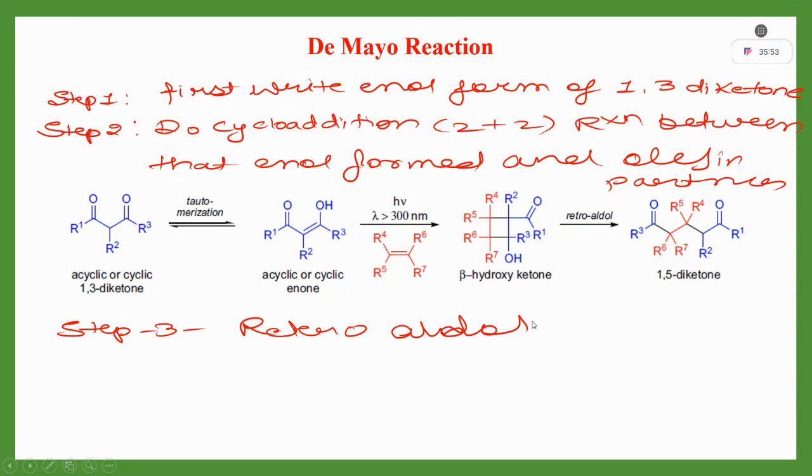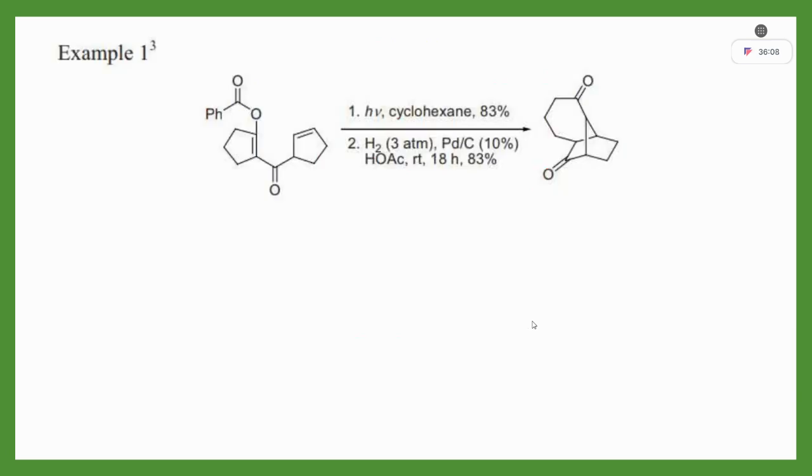I hope you all have understood what the De Mayo reaction is. Nothing but a 2+2 cycloaddition reaction between the enol form of 1,3-diketone and olefin followed by retro-aldol. That's all. So on the basis of that understanding, try to solve this problem.